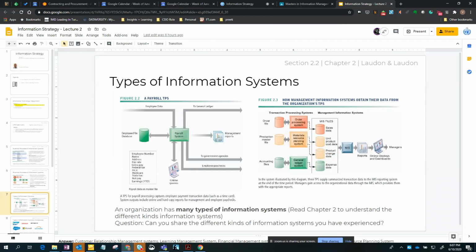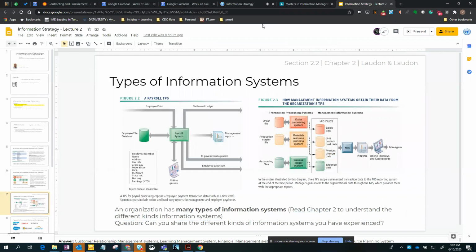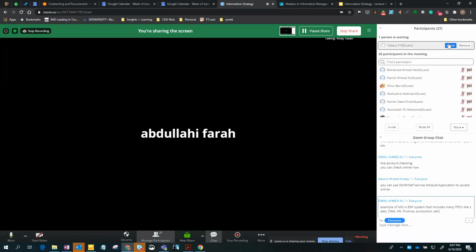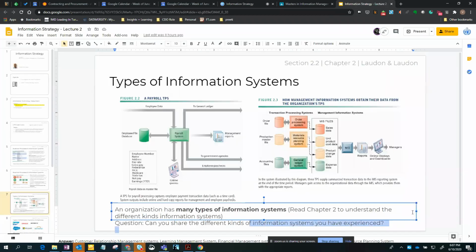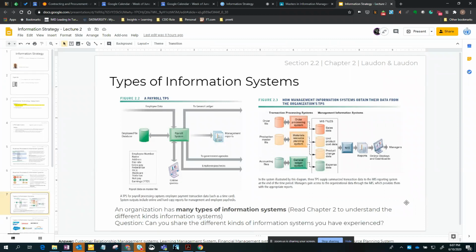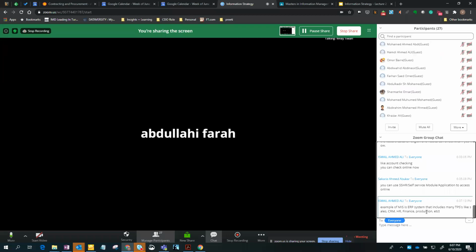And so I have a question. In chapter 2, when you read chapter 2, you will see different kinds of information systems being mentioned. Let me see if someone is, yeah. Can you give an example of, I see Ismail is, and I see Sakari is also sharing some examples. So my question is, can you share different kinds of information systems that you've experienced? We talked about the banking one, we talked about the payroll one, and let me see what else you're saying. But in the meantime, please feel free to type more.